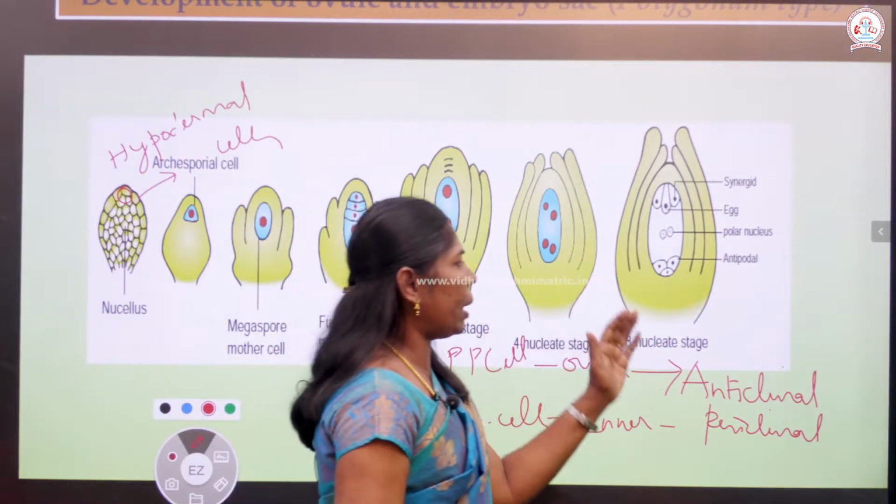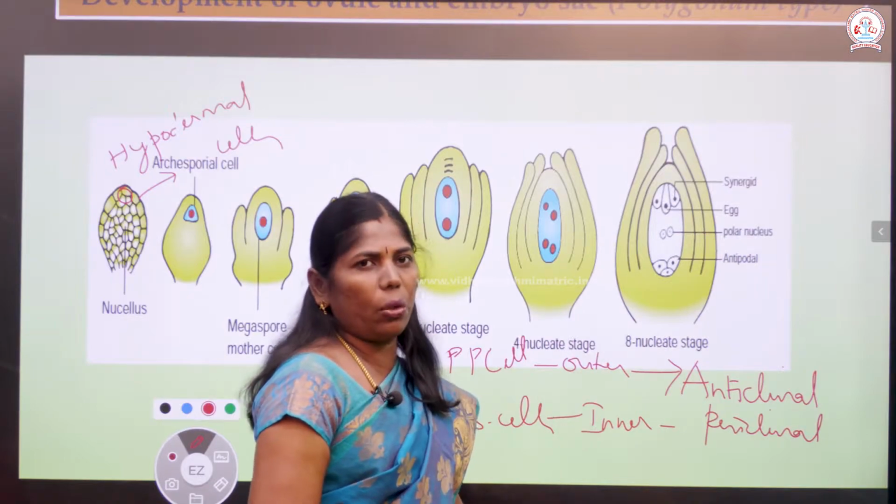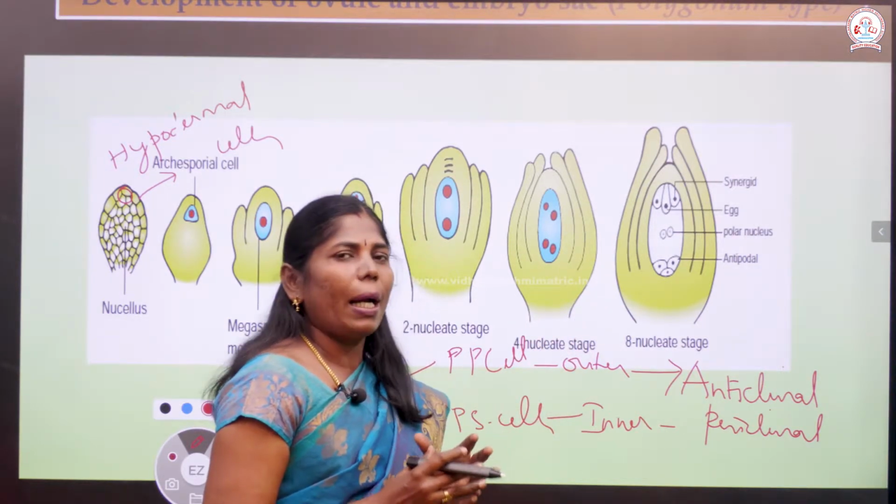Actually at each pole we can see 4 nuclei. Each pole consists of 4 nuclei. Three nuclei together form the antipodals and the synergids.